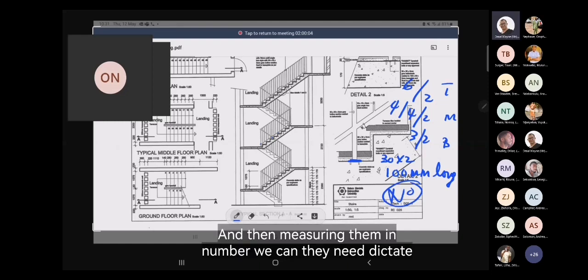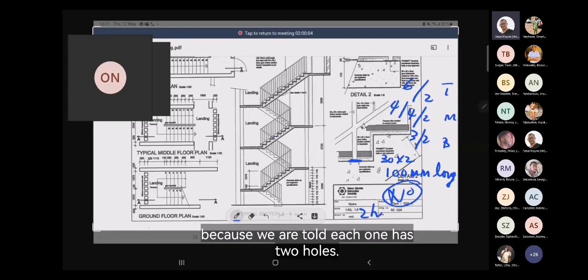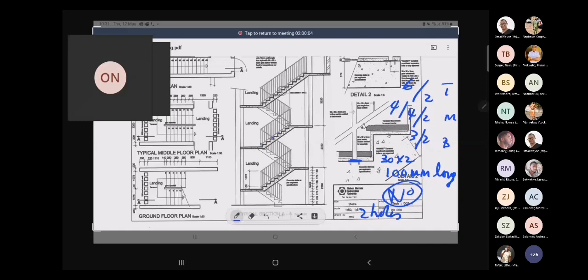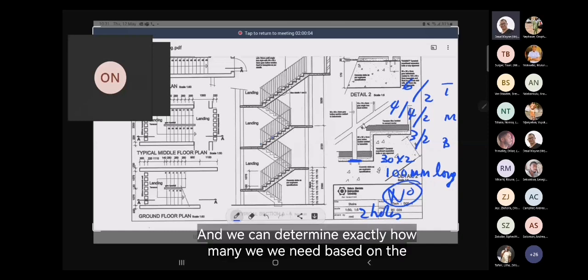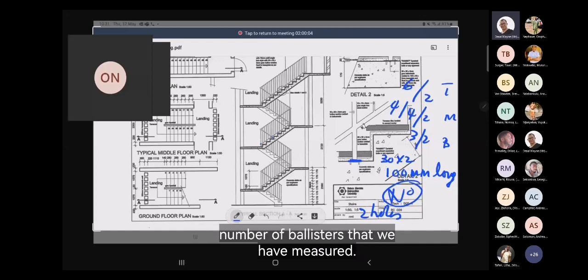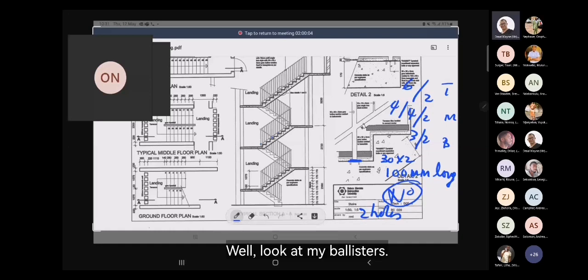And when measuring them in number, we can then indicate, because we are told each one has 2 holes, and we can determine exactly how many we need based on the number of balusters that we have measured. When I look at my balusters, I would have 6 of them. I would have 4 times 4, and I would have 3. That is for my base plates.